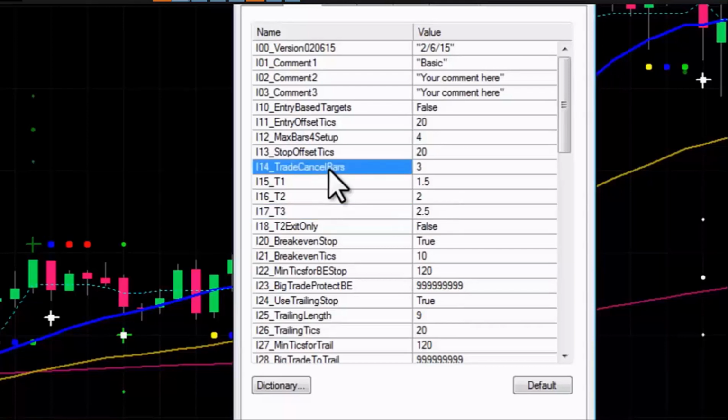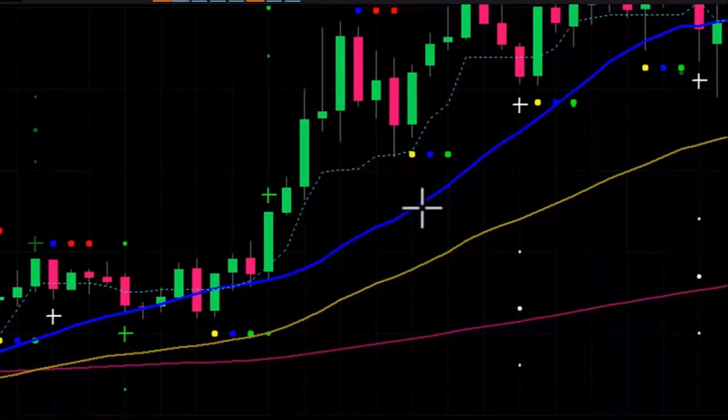Also, instead of 2 bars closing on the opposite side of the jump line to cancel a trade, I set this to 3 bars. Okay? 1 extra bar. That means 3 bars have to close on the opposite side of the jump line to cancel a trade. Alright, so let me show you the basic approach first.